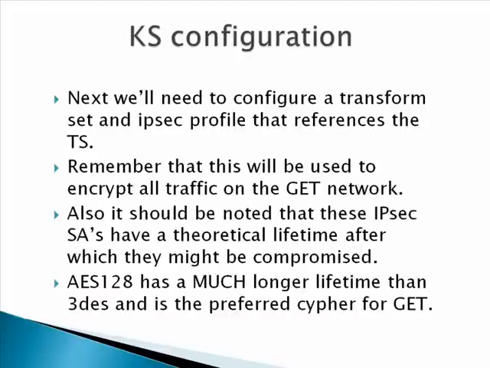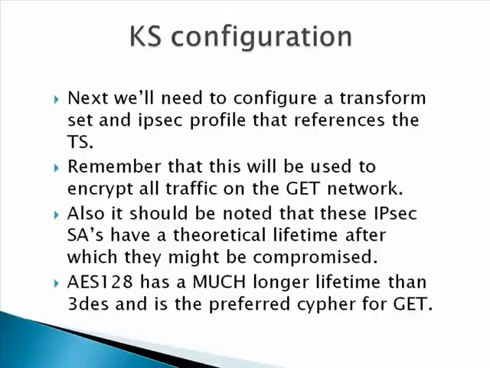Okay, so having done that, we have to configure a transform set and an IPsec profile that's going to reference that transform set. That's, again, fairly basic, if you've done DMVPN or anything else that uses IPsec profiles where you're putting something on a virtual interface. Remember here that what you set is going to be used to encrypt all traffic on your GET network.